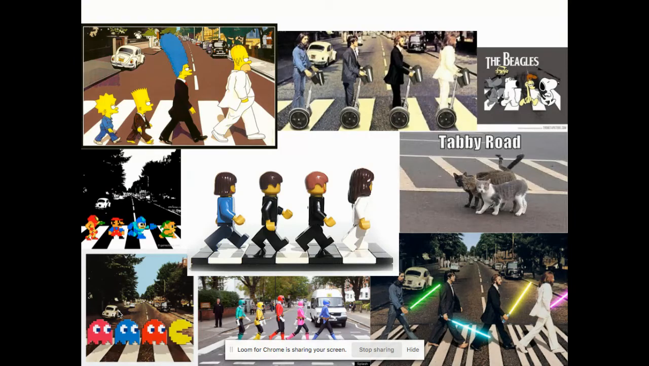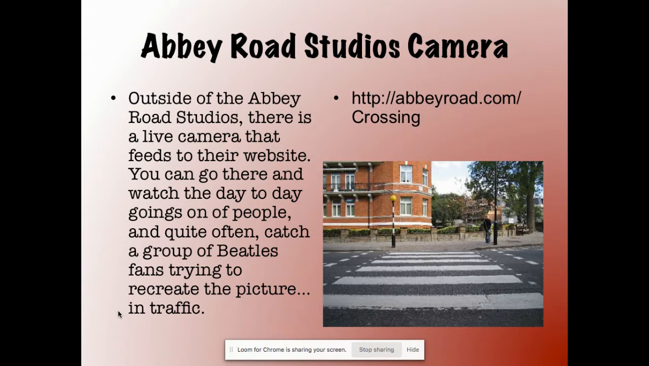Okay. Here's just some fun pop culture Abbey Road references because it's such a common, famous, iconic picture. So there's just some funny ones there you can enjoy. Now, I'm not saying you have to have this on your presentation. This is just something specific to Abbey Road. Maybe you can find something similar for your album. Who knows? Okay. Here's a little slide I made.